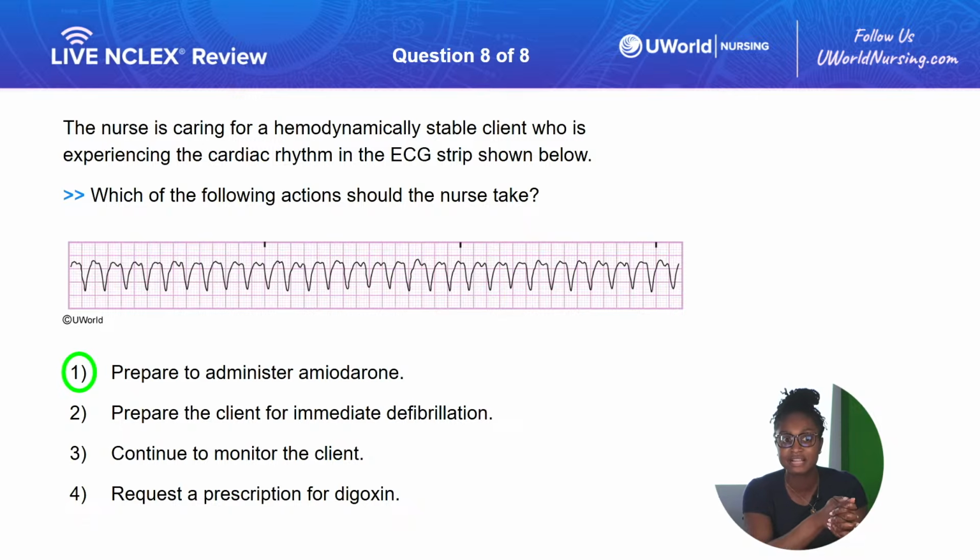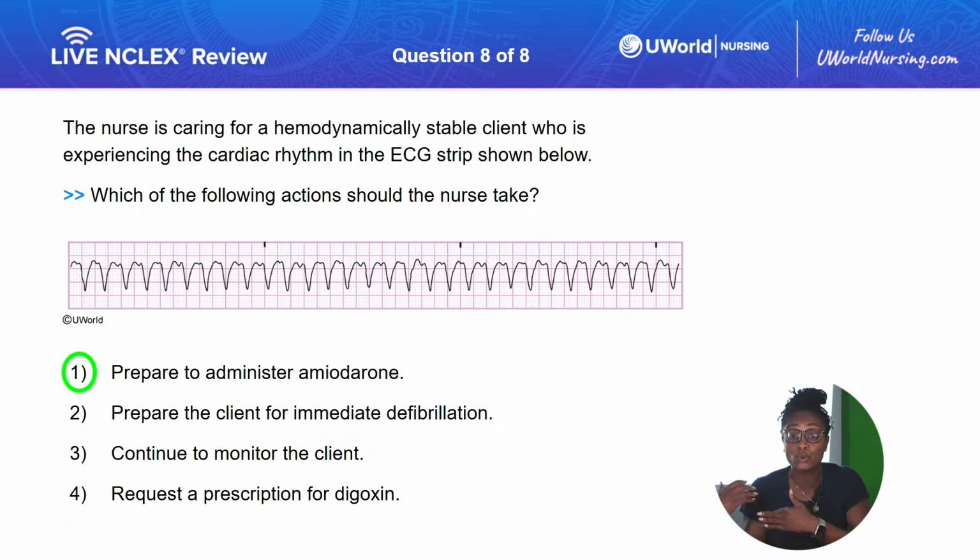Option 2, prepare the client for immediate defibrillation. This would be incorrect because, one, the client is hemodynamically stable, meaning they're awake and they have a pulse, and we do not shock anything that has a pulse. Please don't shock anything that has a pulse. So we defib VFib because that is a pulseless rhythm, and then we shock other pulseless rhythms, but not this hemodynamically stable one.